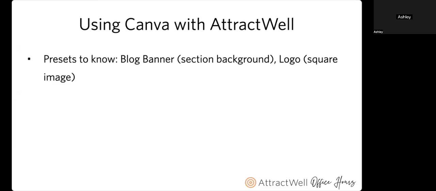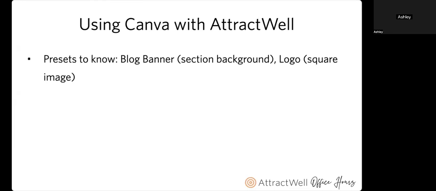All right, so Canva with AttractWell, we do have an integration. In AttractWell, we have a Canva button, right? So when you want to swap out an image or add an image, anywhere in AttractWell where images are capable of being added, which is just about everywhere, there is a Canva button, which is really cool. It makes it really easy for you to just pop stuff from Canva straight into AttractWell in the format that you want it. So a couple of presets that I want you to know.